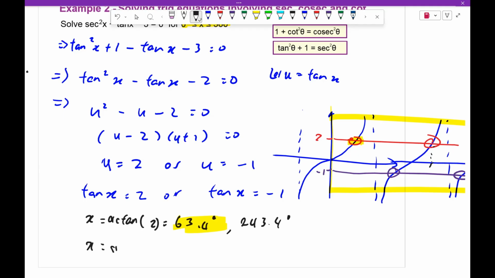Now, if it's x equals arctan of negative 1, the first result you might get is negative 45. But that's not within the range. So you have to reject this negative 45, but you have to use it to find the others. So that results in 135 and 315 degrees. So hence, these are all of the answers.